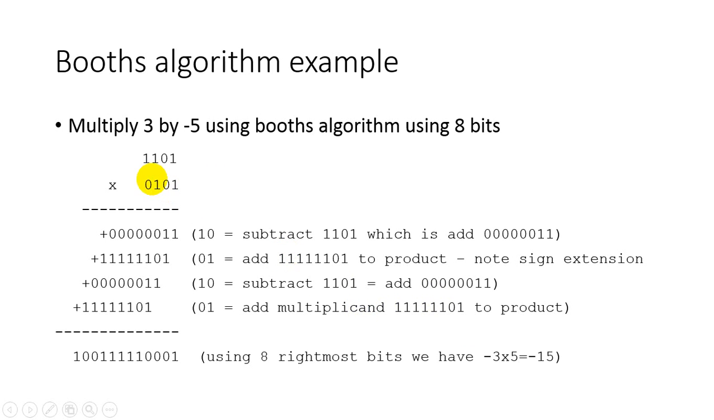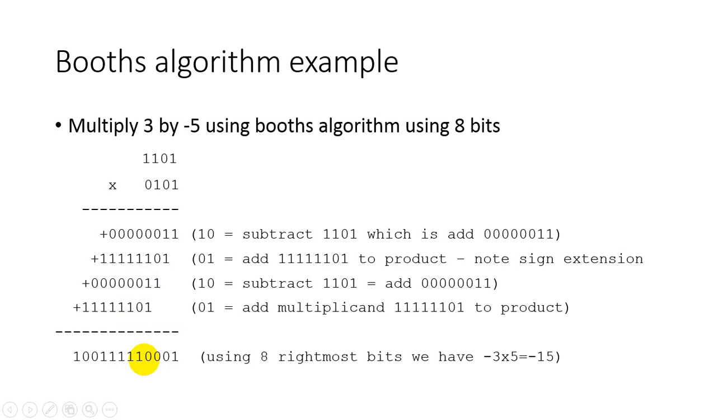Next, we take the 1 and multiply, and we see that the one before this was 0, so we do a subtraction. And we're subtracting 1, 1, 0, 1, so again we're adding 1, 1 with a bunch of leading zeros. And we see that the next one is 0, 1, so we add the multiplicand again to the product, and we add all these up. So we add up this one, this one, this one, and this one.